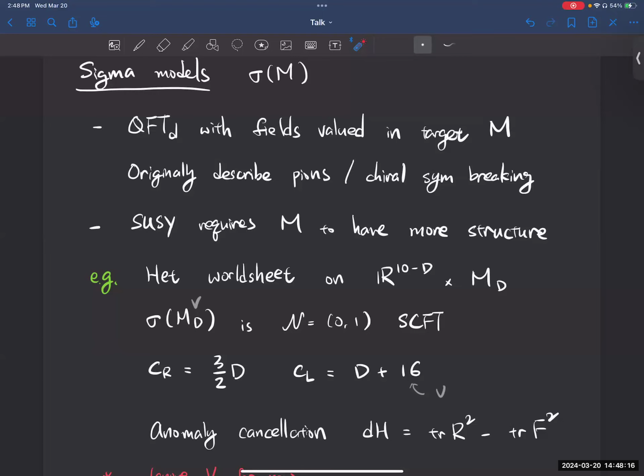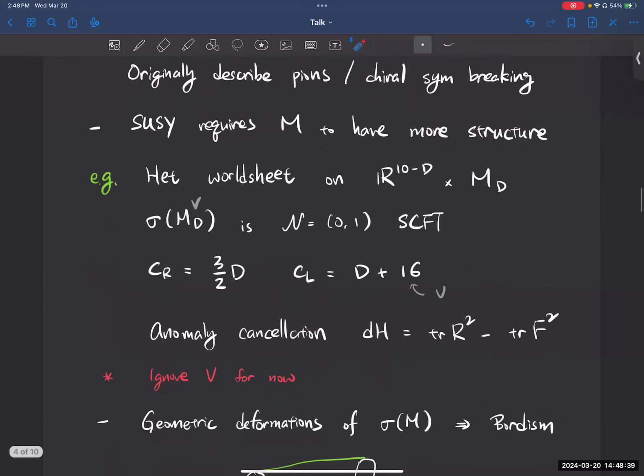So basically the upshot is that if you want a sigma model and you also want some kind of supersymmetry, then the target manifold M often has to have more structure. And I'm sure everyone here is pretty familiar with this. If you want extended supersymmetry, you might want it to be a Kähler manifold or hyperkähler, et cetera. And one example that we're all familiar with is the heterotic worldsheet.